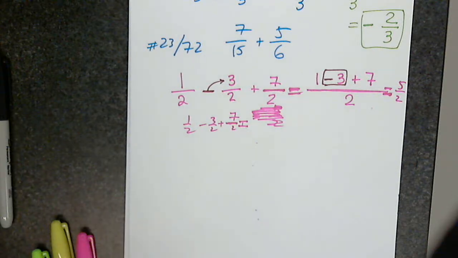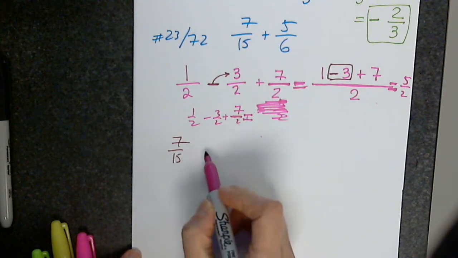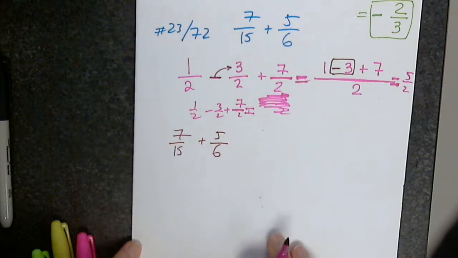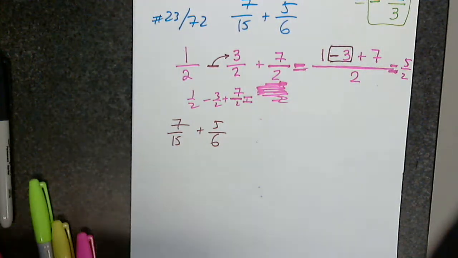Next, I'm going to move on to this. Are we okay with adding and subtracting fractions that have the same denominator? Okay. Now this is the real thing: 7 divided by 15 plus 5 divided by 6. These two fractions do not have the same denominator. Agreed? Okay.